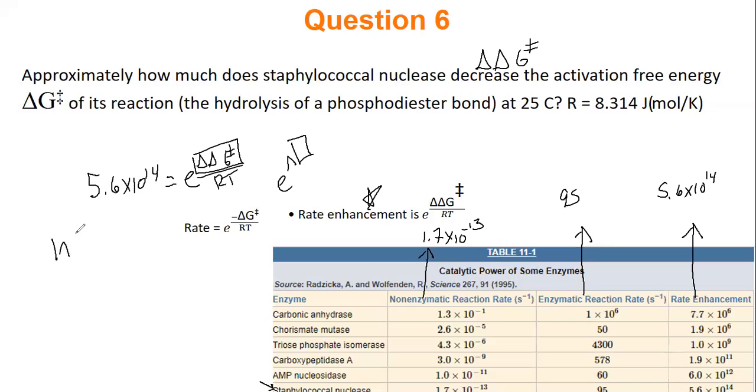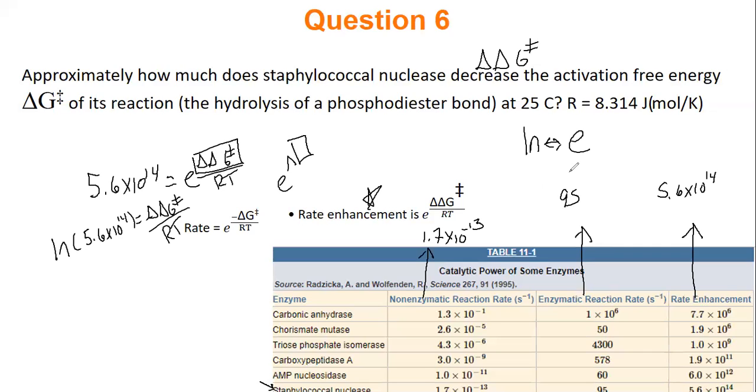So natural log of 5.6 times 10 to the 14th equals delta delta G double dagger divided by RT. When you take the natural log of an exponent, they cancel each other out. It's almost like if you're doing 10 to the power of something and you log each side, you cancel out 10 to the power of something. So a good thing to remember: natural log and exponent are kind of like opposites of each other. If you take the natural log of something that you're taking the exponent of, they cancel each other out.